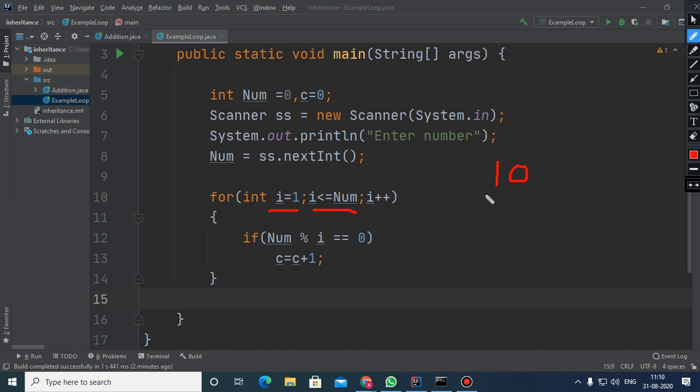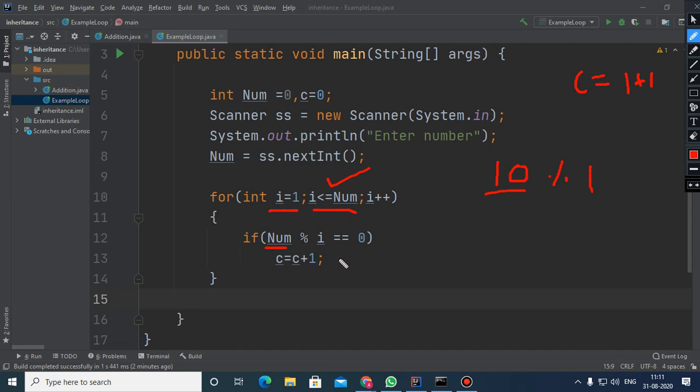So what is happening here? 10 mod I. So 10 mod I the first time, 10 mod 1. Yes, it is divisible. The value of C becomes 1. Then 10 mod 2. Again it is divisible. So the value of C becomes 2. 10 mod 3, because I will keep on incrementing every time till this given condition is true. Now in the meantime the value of I becomes 4.